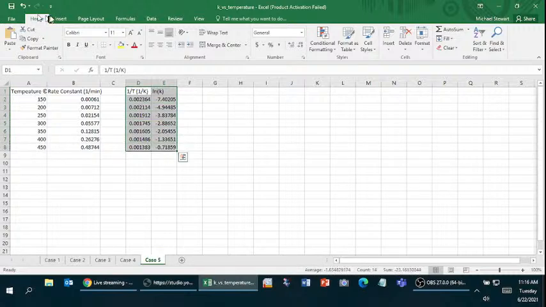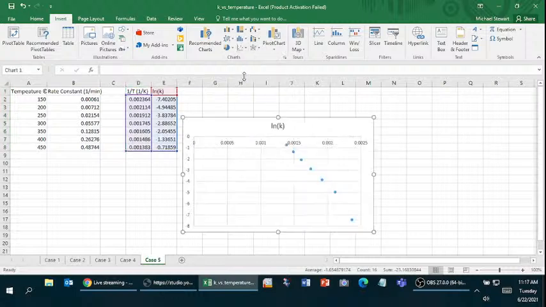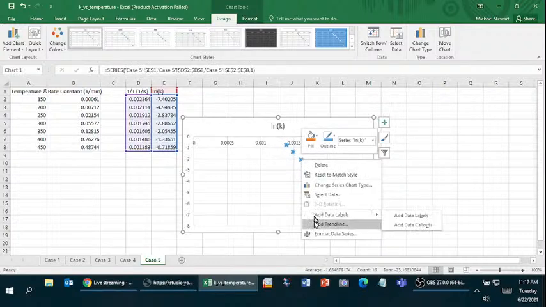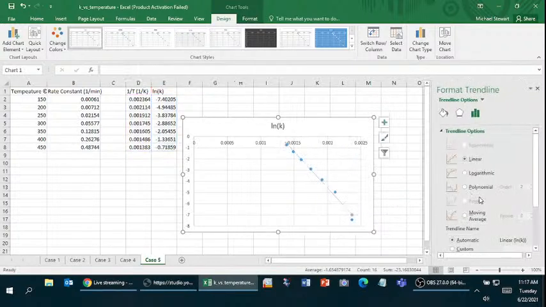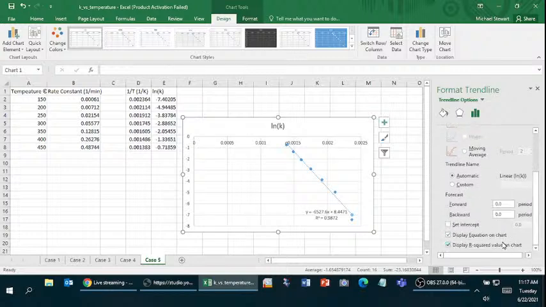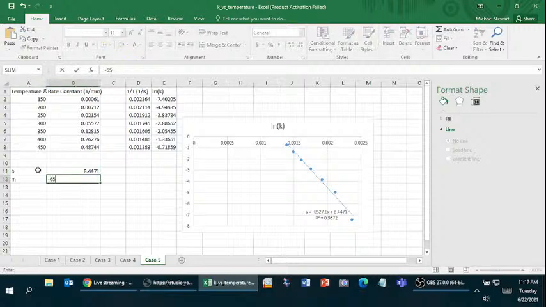We're going to plot the data, so we're going to insert a plot. And you have to do a plot for this. You can't do it by hand. And the next thing I'm going to do is add a trend line. So I've got my y-intercept as 8.4471, and I've got my slope as negative 6527.6.